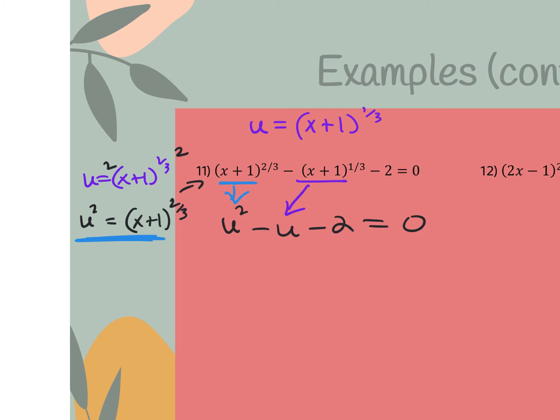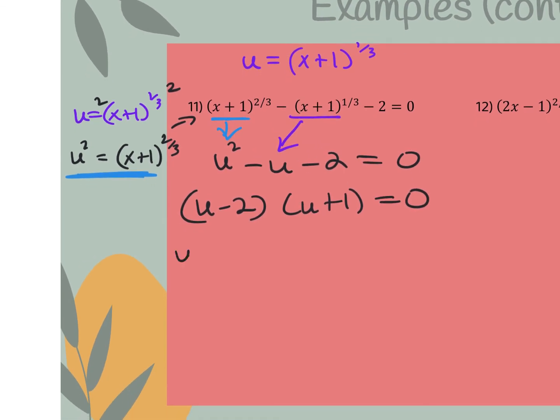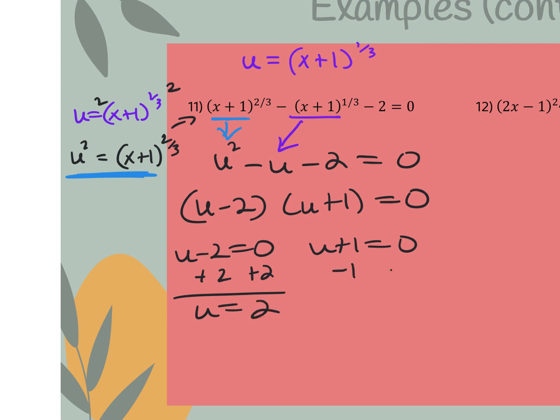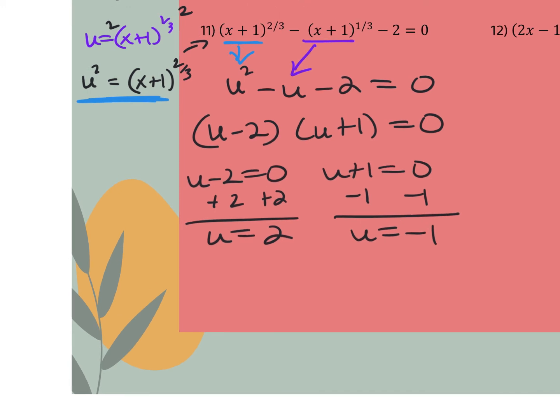Factors of -2 that give me -1 are u minus 2 and u plus 1. Solve for u. u minus 2 equals 0, u plus 1 equals 0. Add 2, u equals 2. Subtract 1, u equals -1. So now I don't want to solve for u, I want to solve for x. So I have to put back in what I set u equal to. x plus 1 raised to the 1/3 power equals 2, and over here, x plus 1 raised to the 1/3 power equals -1.